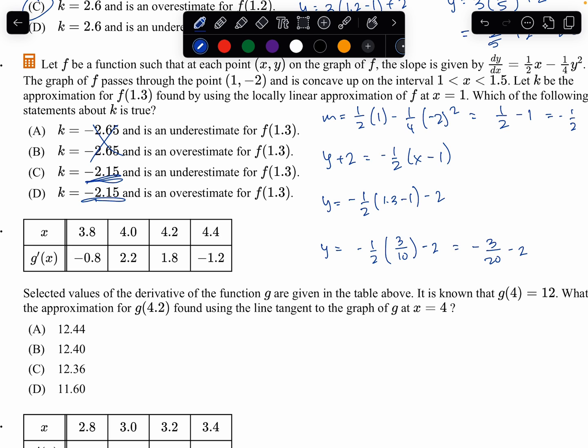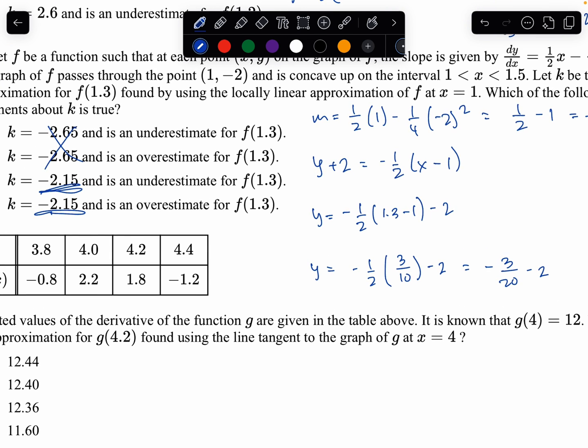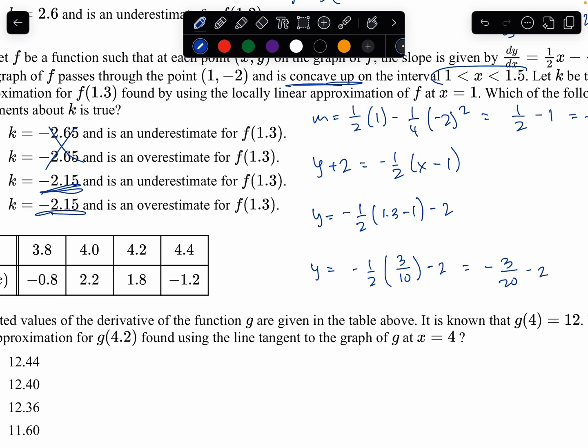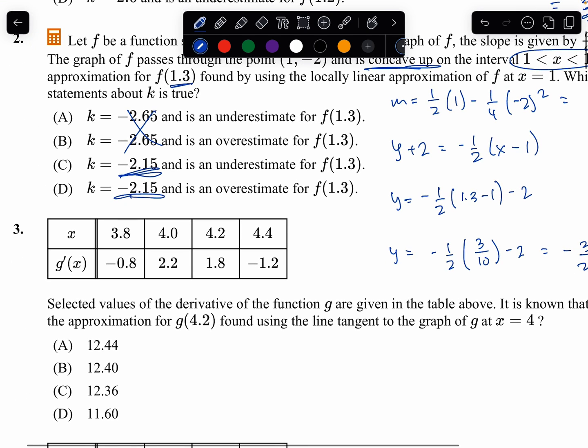So, and is it an overestimate or an underestimate? So the curve is concave up on the interval. So in that case right here, that means tangent lines are going to sit below the curve, which means it's going to be an underestimate. So C.